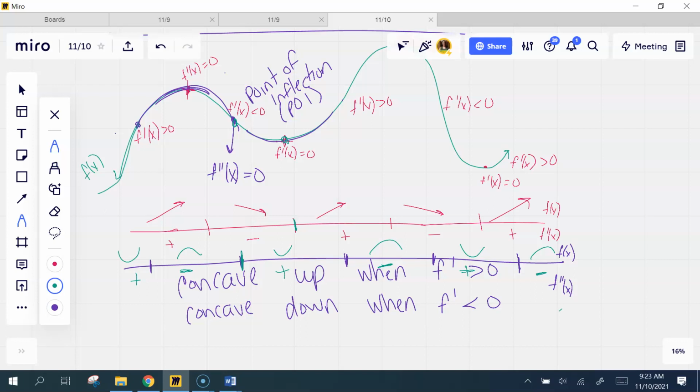You plug into the second derivative that you found. We're going to do several examples of this. Right now, I just want you to know what it does before we start working on it.